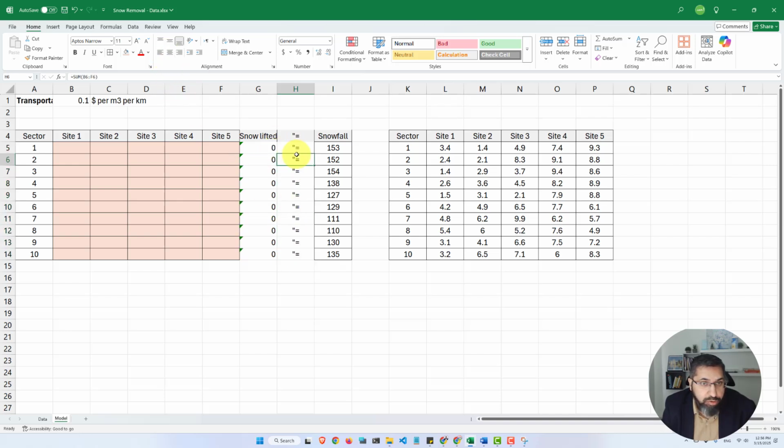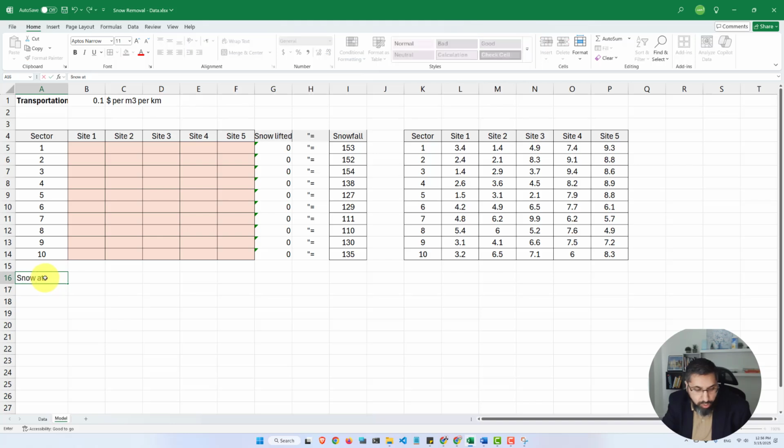We could put greater than or equal to, but we know it's never going to be greater because you can't pick up more snow than what falls, right? And we can't do less than or equal to because you have to pick up all the snow. So it has to be equal to the snow that falls. This is the snowfall, that's snow lifted. And then the snow that goes to a site, so that's snow dumped at a site.